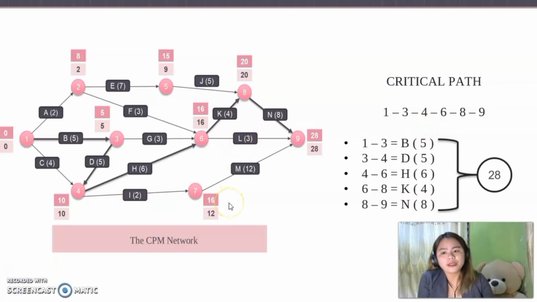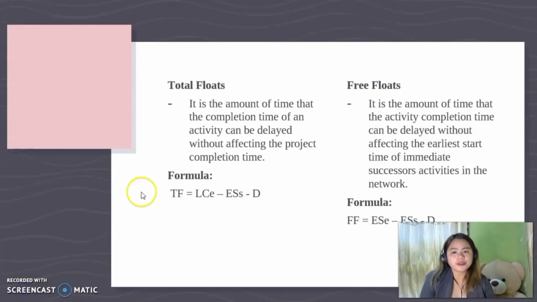So now we have already completed problems A and B. Now we're going to proceed to the last problem, which is to compute total floats and free floats for non-critical activities. The total float is the amount of time that the completion time of an activity can be delayed without affecting the project completion time. While the free float is the amount of time that the activity completion time can be delayed without affecting the earliest start time of immediate successor activities in the network.